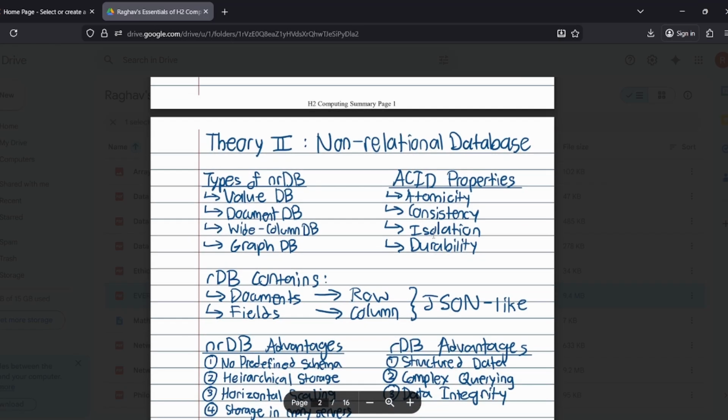So, non-relational databases like your, for example, Mongo, work slightly differently. So, firstly, you have ValueDB, then DocumentDB, Wide Column DB, and GraphDB. You again need to know these, but I've never seen them tested before, so just know these. Then you have your ACID properties, which are atomicity, consistency, isolation, and durability. And your non-relational database contains documents, which are your rows, and fields, which are your columns. It's very JSON-like, I would say.